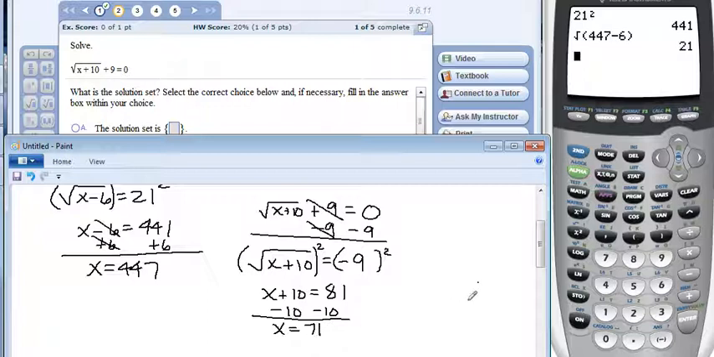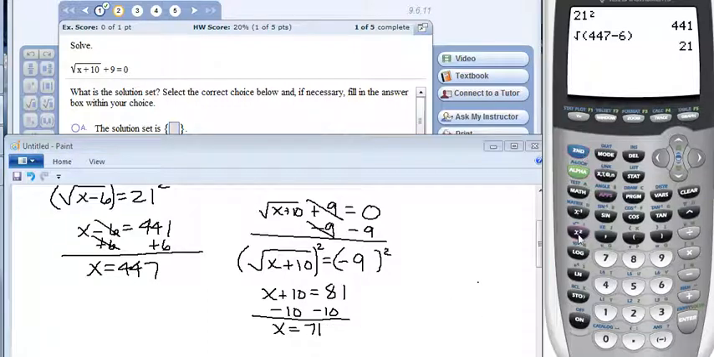Let's check it. So we want to do the second function, square root of 71 plus 10. We want to end our radical, and then we want to add 9 to that. And it gives 18. See how that didn't work? Okay. Now why didn't that work?